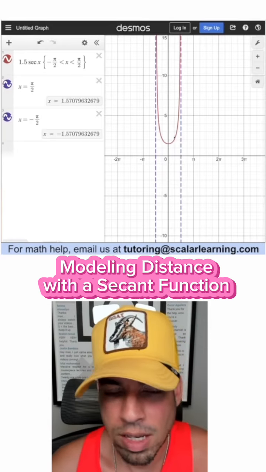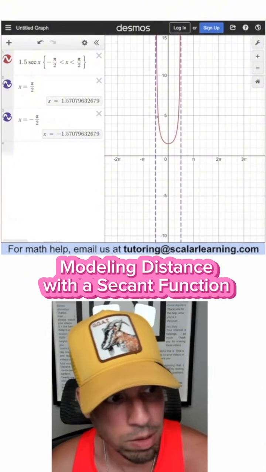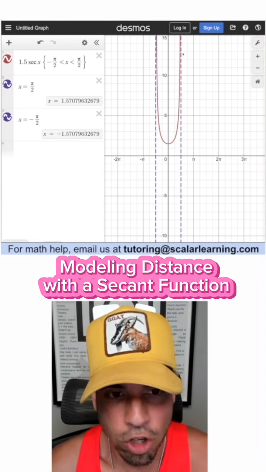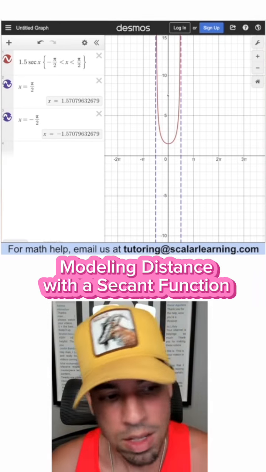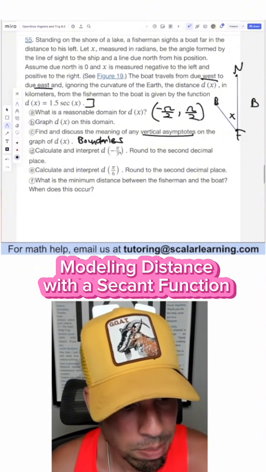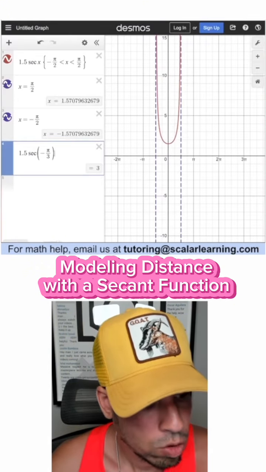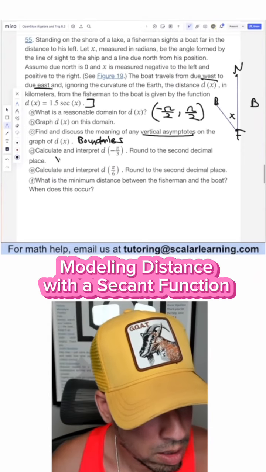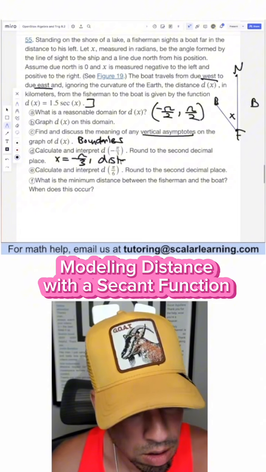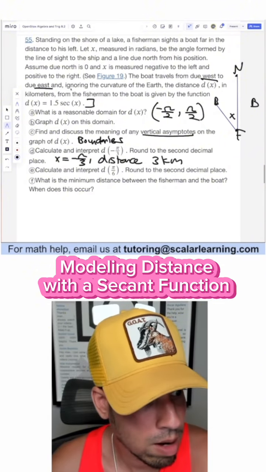And the other thing to note is as we approach these asymptotes, as we get to 90 degrees or negative 90 degrees, in our case, pi halves or negative pi halves in radians, you can see that the distance goes off the chart. It approaches infinity. So that's kind of what it represents as well. Now to calculate the function value at negative pi thirds, we're going to plug it into Desmos. So here we get an answer of 3. So what that means is when the angle is at negative pi thirds, the distance of the boat to the fisherman is 3 kilometers, because it did say it's measured in kilometers over here.